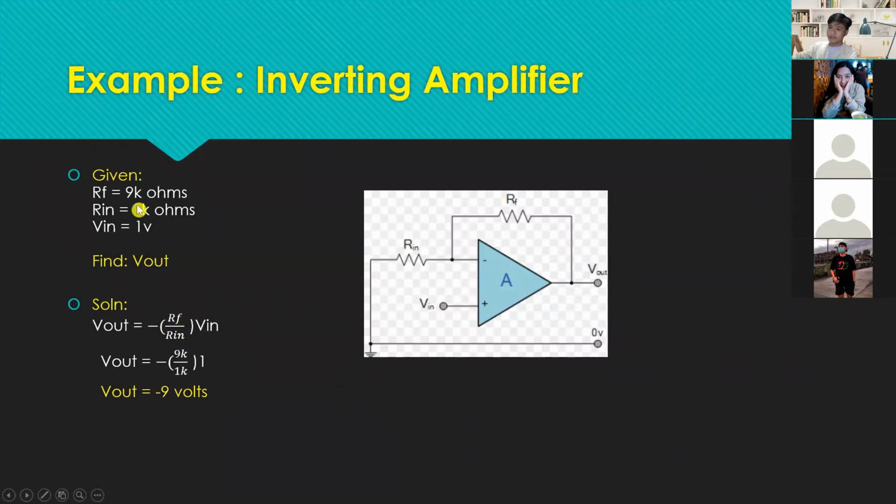So, RF is 9K again, Rin is 1K, and V in is 1. Whatever the result, 9K divided by 1K is 9 times 1. This is still 9, and then multiply by negative. So negative 9 volts. From the word itself, inverting, the original 1 volt will become negative. So it is not in phase, but in the opposite phase.